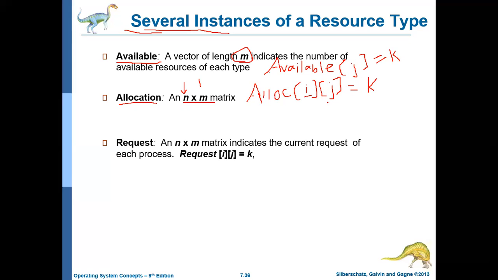I represents process, j represents resources, k represents how many instances. Currently k instances of resource type j is allocated to process I.